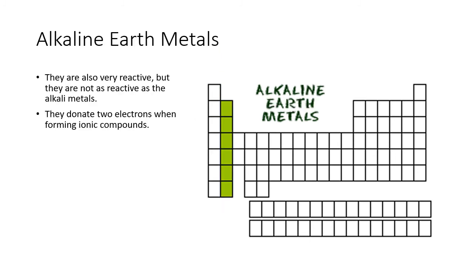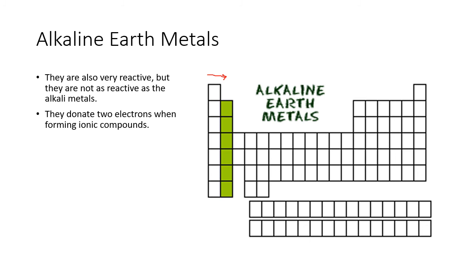Alkaline earth metals in group 2. They're also quite reactive, but they are one family, one group further to the right. So they are quite reactive, but they're not as reactive as the alkali metals. The alkaline earth metals donate 2 electrons when forming ionic compounds. And examples of the alkaline earth metals could be calcium, for example.